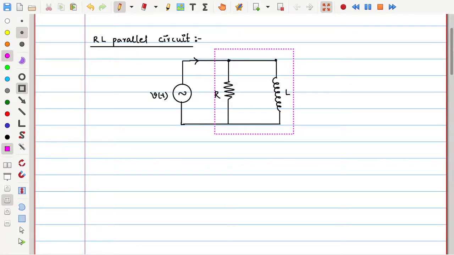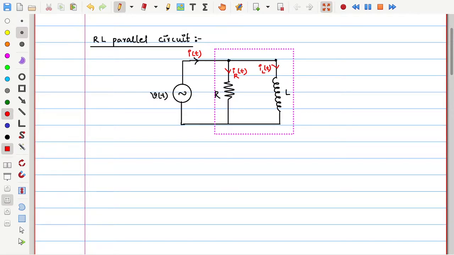For this network, this source is supplying a current of I amperes. That current let me write as I of t. Try to observe that once this current enters this box, it finds two paths. One is through the resistor, another is through the inductor. This entire current is going to be split into two parts. One is the current through the resistor, which is IR of t, and the current through the inductor, which is IL of t. So this is everything in the time domain.